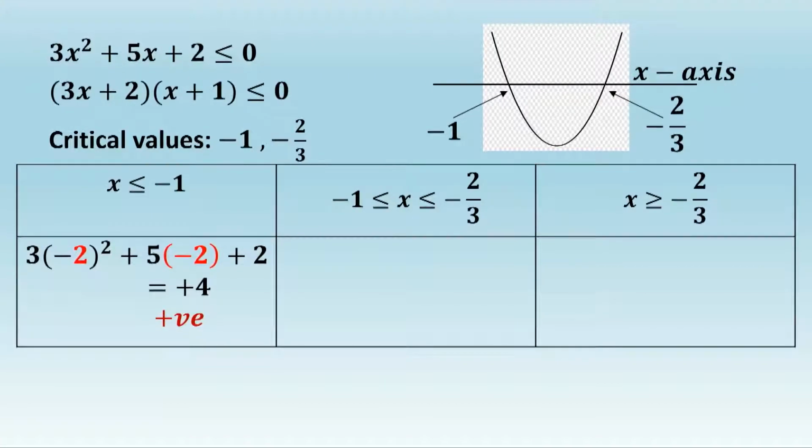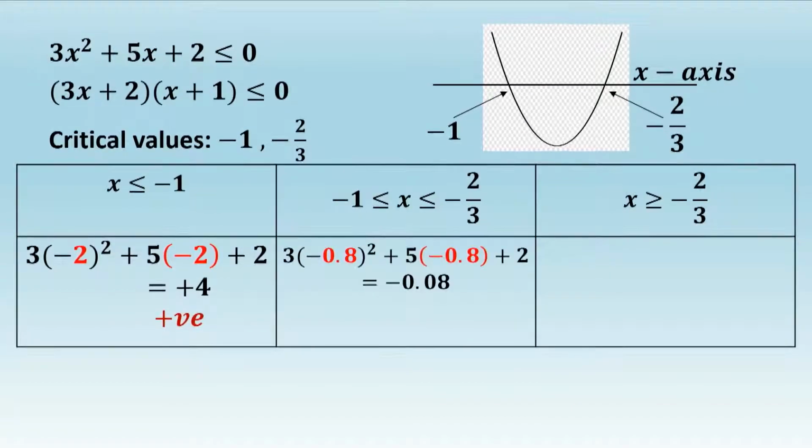Let's check for the second range. We take any value of x. For example, negative 0.8. We substitute it in dy by dx to get 3 into minus 0.8 to the square plus 5 into minus 0.8 plus 2, which is equal to minus 0.08. That is, dy by dx in this range is negative.